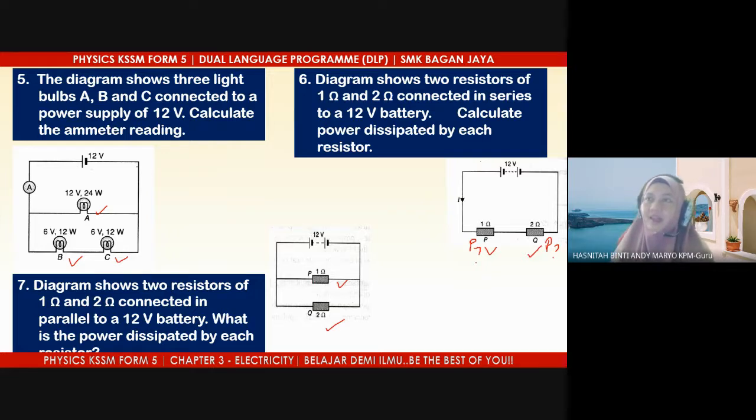Okay. How to do number 5? Find the ammeter reading. Okay, any idea how to find the ammeter reading?